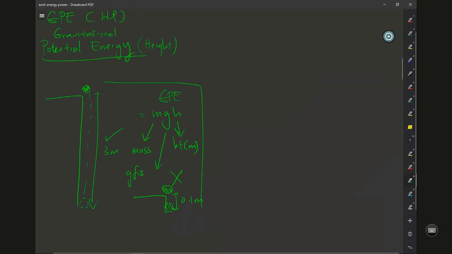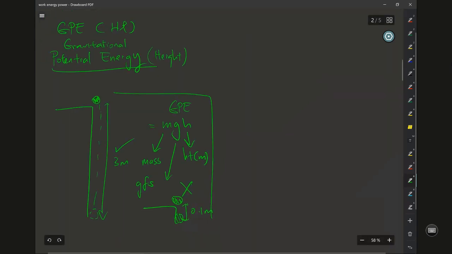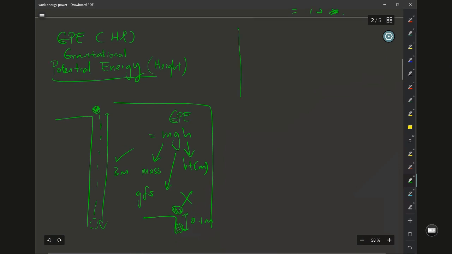Now same thing, we're going to look at the idea for change in GP. Now the idea for change in GP is pretty straightforward as well. So change in GP has to do with the idea for change in height.